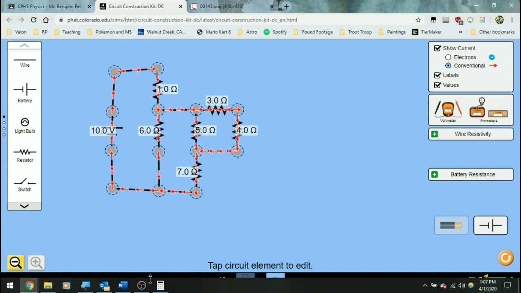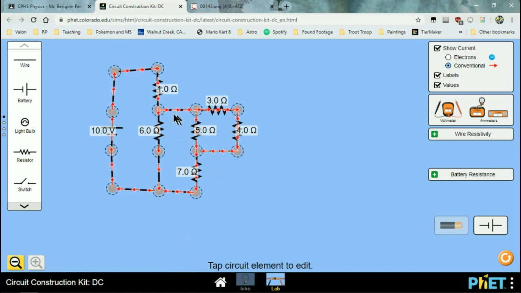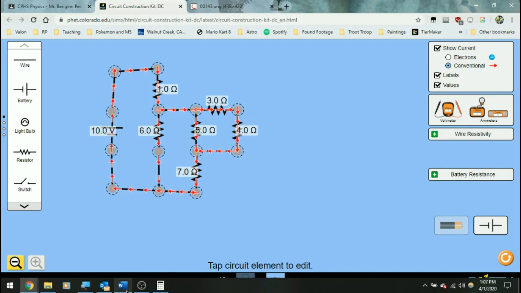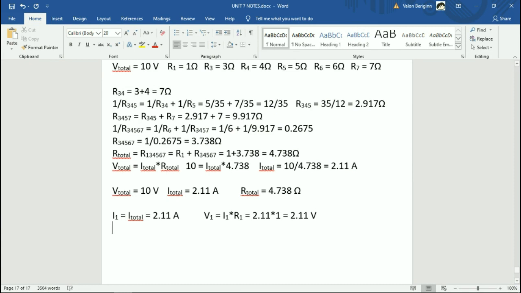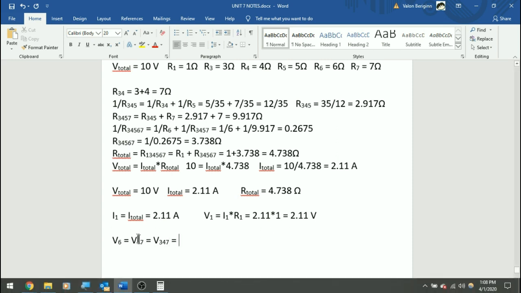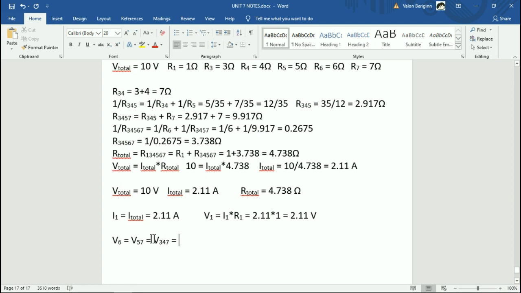that, here, what are our options for paths? We have just crossing 6, we have crossing 5 and then 7, and we have crossing 3 and then 4 and then 7. Okay, those are our options. So what this means is that we have V6, V57, and V347. Those all must be equal, because the current has to go through one of these three options, and therefore it must lose the same voltage across all these options.